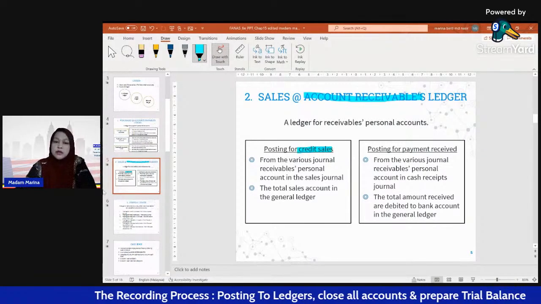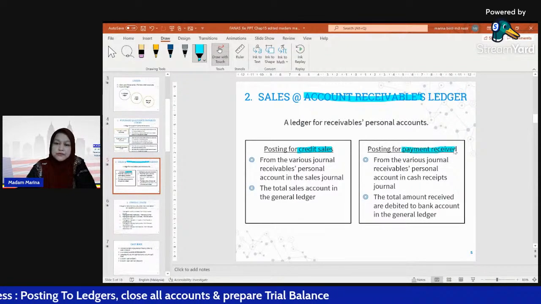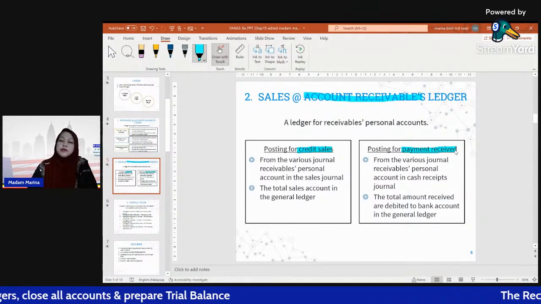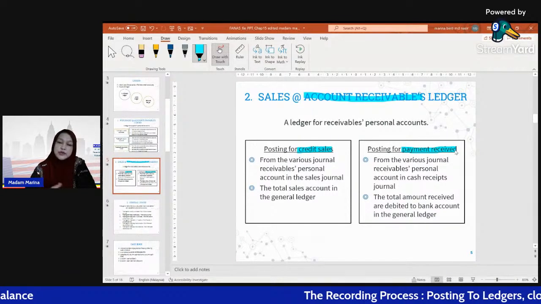All right, next, posting payments received, any payment received from our accounts receivable, either in cash or by check.